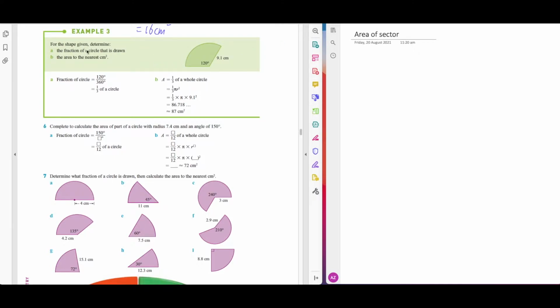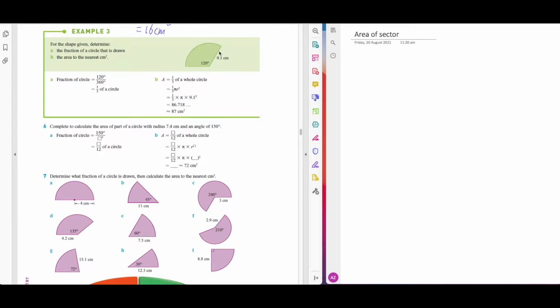So for the shape given, determine the fraction of a circle that is drawn, and then you find the area, right? So to find the fraction of a circle that is drawn, you just apply the same method, which you should already know, which is 120 degrees divided by 360 degrees, which is a third of a circle, right? You get a third. To find the area, you just have to do a third times the area of the whole circle, which is a third times pi r squared, which gives you a third times pi times 9.1 squared.